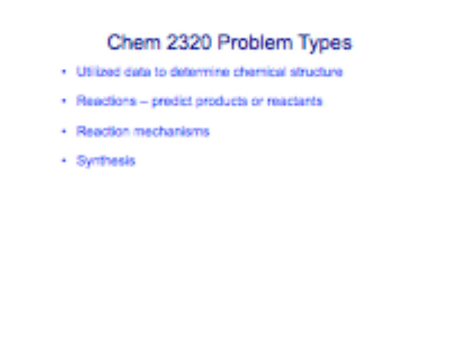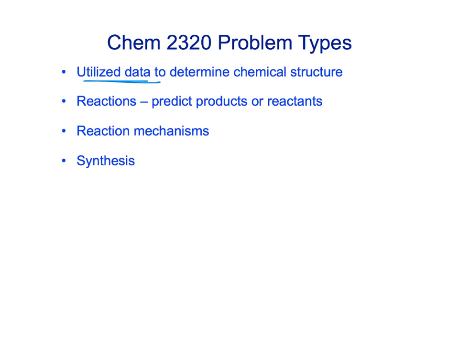What kind of problems might you see in this class? Okay, in the beginning, remember we're going to see these problems where you have to utilize some kind of data, some kind of graph to determine a chemical structure. So these are the ones that take some more imagination. We'll have reactions where you have to either predict products or reactants. We'll have reaction mechanisms, where you have to draw arrows showing the movement of electrons and everything like that. And we'll have synthesis problems, okay?